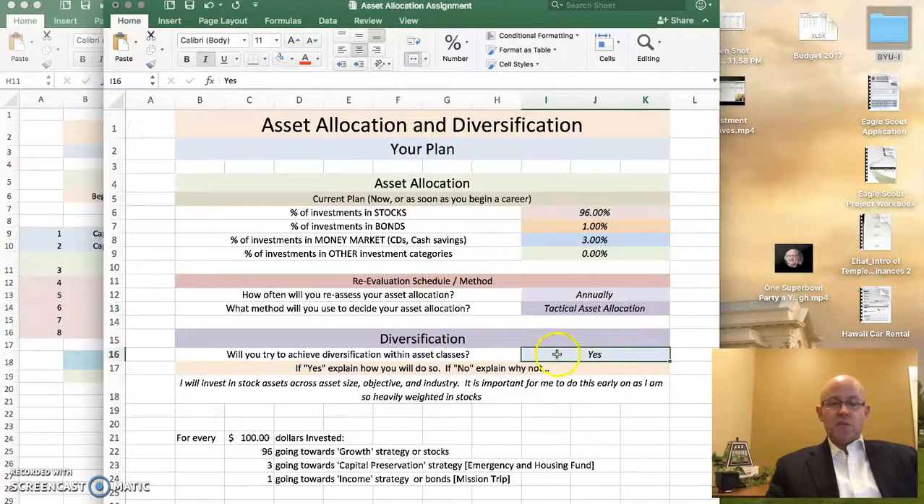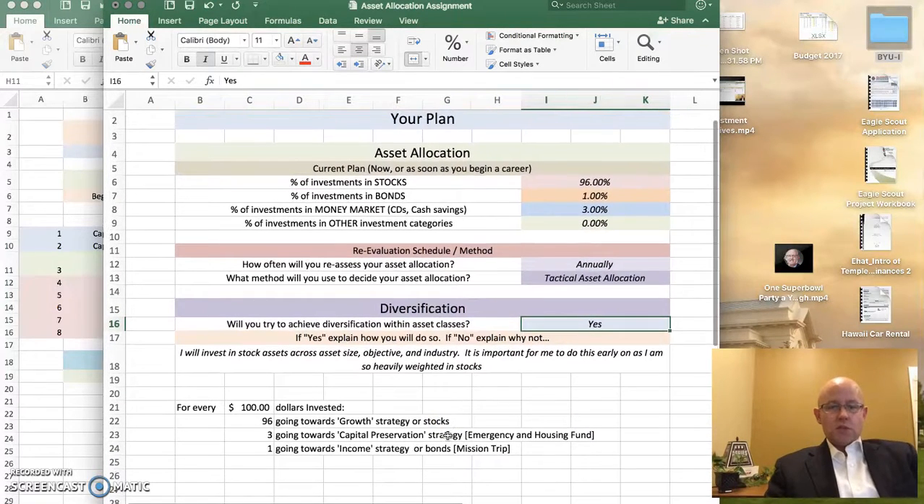And then diversification. The question is, will you diversify within an asset class? So basically it's saying within stocks, will you diversify, meaning size of stocks, the size of the company, also the type of company that it is, the industry it's in, etc. And I said yes, and then I gave the answer. But let me go down to the bottom here, and this is what I really wanted to try to explain.